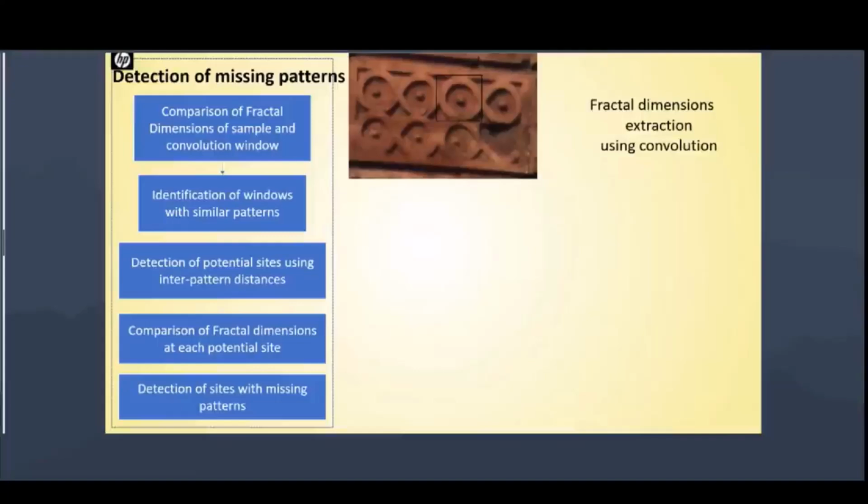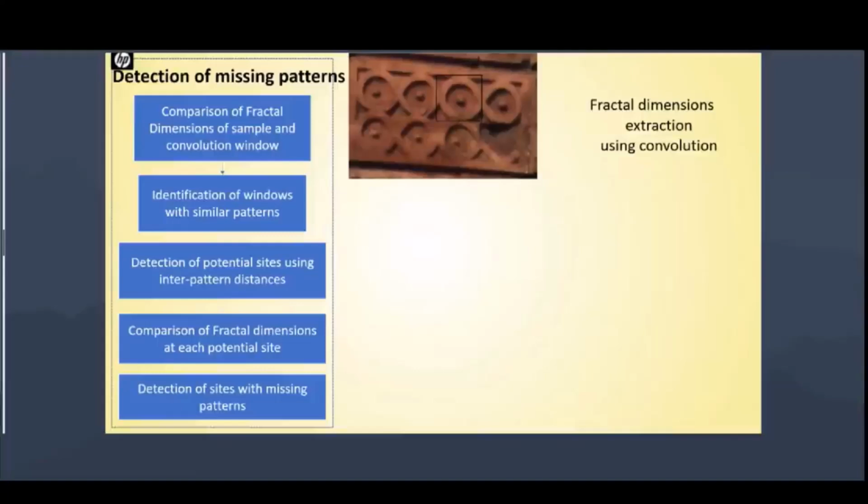So what was done is we identified the smallest element that can be the elementary part, and for that elementary part, the fractal dimensions were calculated. These fractal dimensions were calculated using a convolution window. A convolution window takes a small area of the image, does some operation, then moves ahead and does the same operation on the second area of the image. You can see here the black square window.